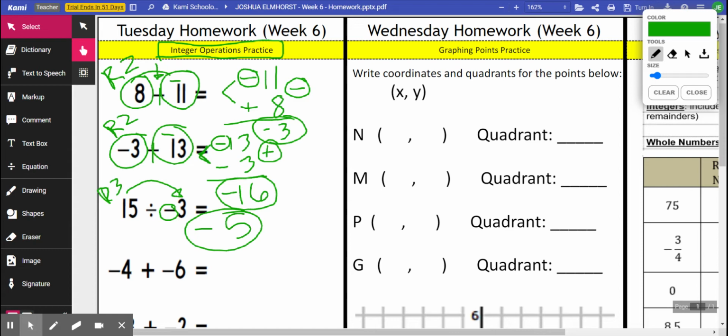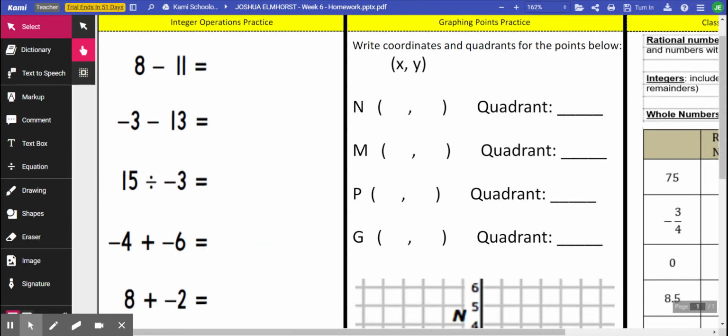So here we got 4 plus negative 6. So we got negative 6 and negative 4. We check these signs. Because these signs are the same, we're going to add these numbers. Because they're both negatives, we're going to add 6 plus 4. And they're all negatives. We're going to end up with negative 10. So gotta clear this off and then move down here.